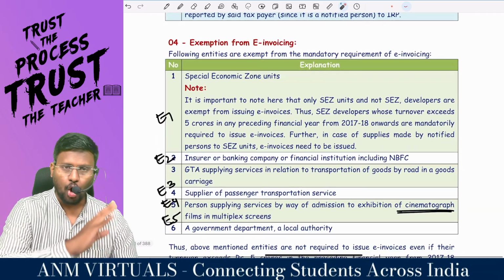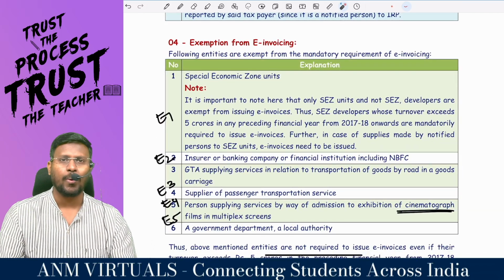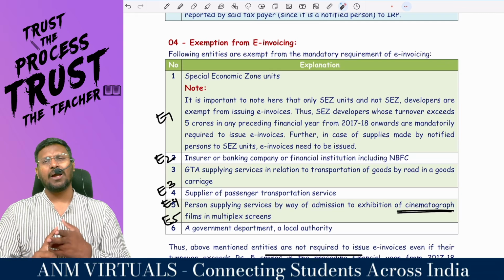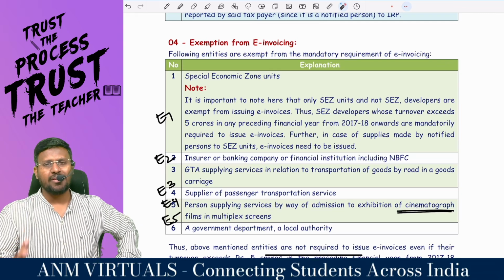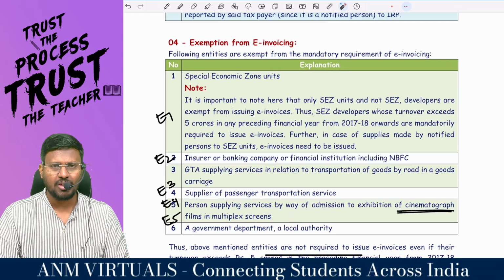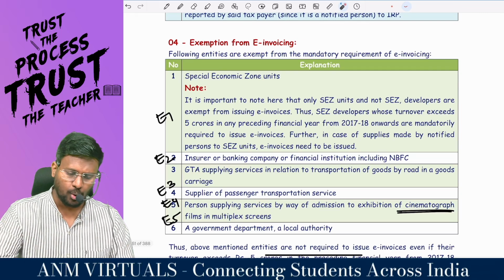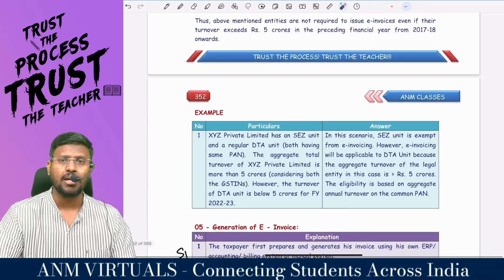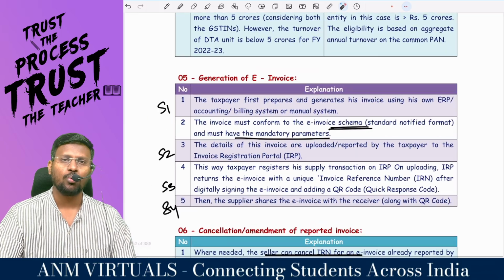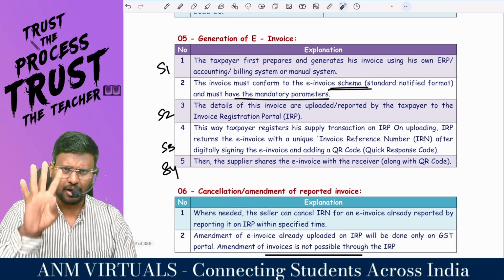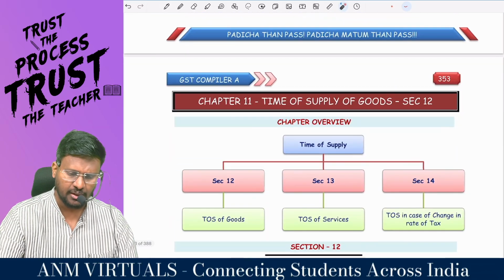But these 6 persons are not required. Number 1, SEZ unit, insurer or banking company or financial institution, GTA supplying services, supplier of passenger transportation services, person supplying service by admission to cinematographic film, and government department or local authority. Even though their turnover exceeds 5 crore, no need to raise the e-invoice. It's a 4-step approach of raising the invoices.